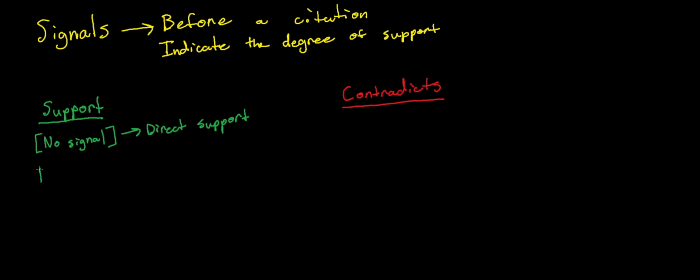After the no signal, you can do a signal for e.g. e.g. indicates that the authority provides an example of the assertion that you just made in your writing. So the reader would expect to see that the authority provides an example of what you just said.